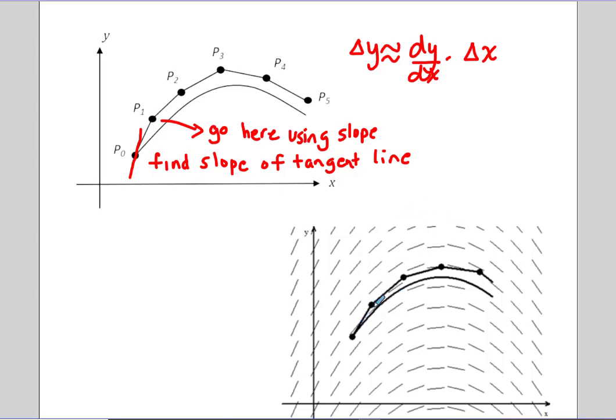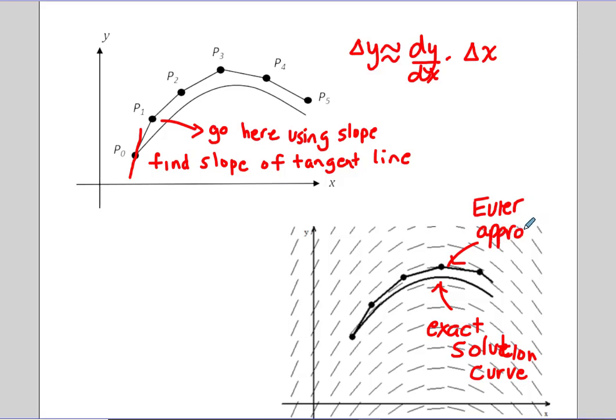And here in this example, you see the nice smooth curve. This would have been the exact solution when we found an algebraic method. Exact solution curve. And this curve here would be our Euler approximation. So named after Leonhard Euler. There you go. Okay, so let's jump right in.